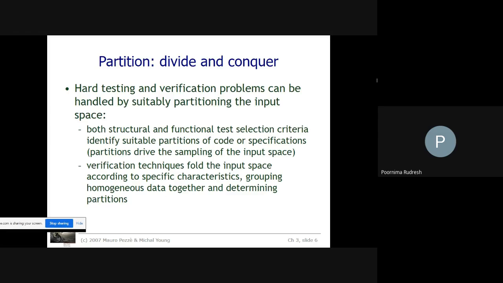Okay, and hard testing and verification problems can be handled by suitably partitioning the input space. So to check the system, we are partitioning the input space both at the structural level and at the functional level. So what happens at the structural level and functional level, we'll see. Functional testing means those tests are derived from the specifications, whereas structural testing is derived from the program structures. So here we are considering both the structural and functional test selection criteria to identify the suitable partitions of the code or the specifications.